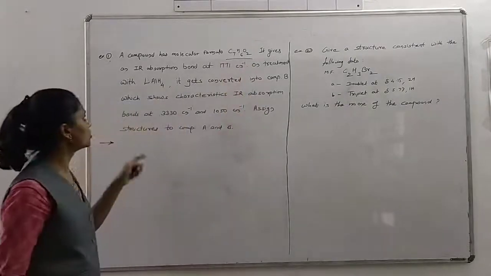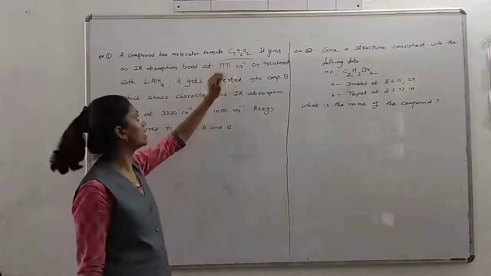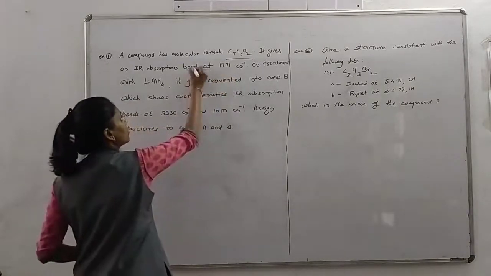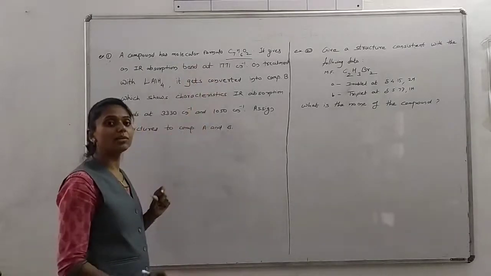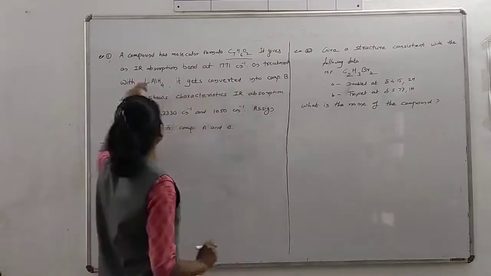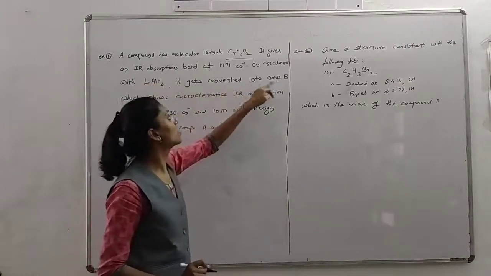The IR spectrum gives an absorption band at 1771 per centimeter. This absorption band is at 1771. That means there is presence of a carbonyl group. On treatment with lithium aluminum hydride, it gets converted into compound B.